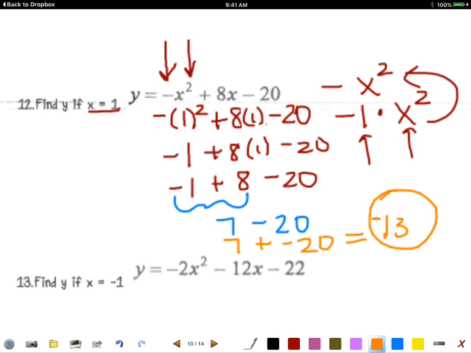You keep the first number, you change the subtraction to addition, and then you change this 20 to a negative 20. That way you're back to your addition rules that say if they're different signs, you find the difference. The difference between 7 and 20 is 13, and you take the sign of the higher number. The higher number is 20, so negative is the sign.